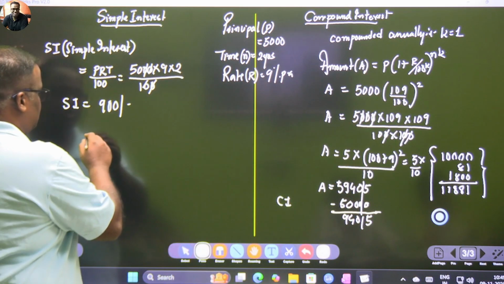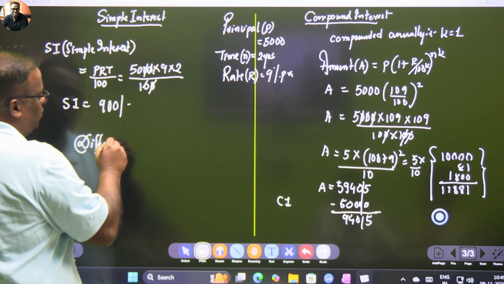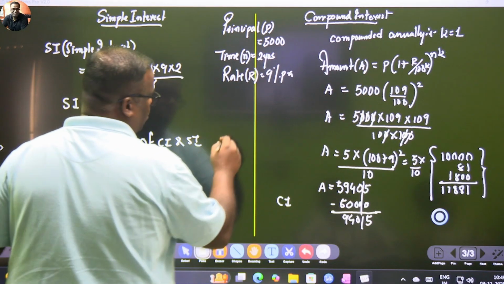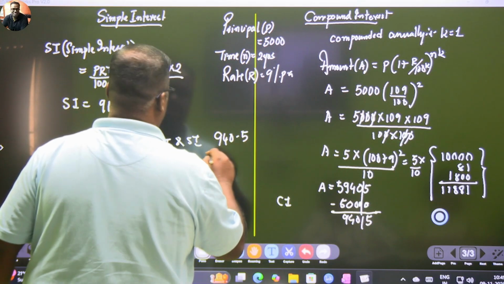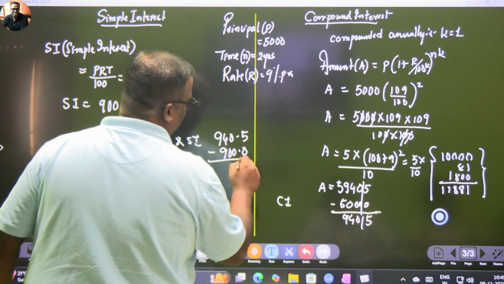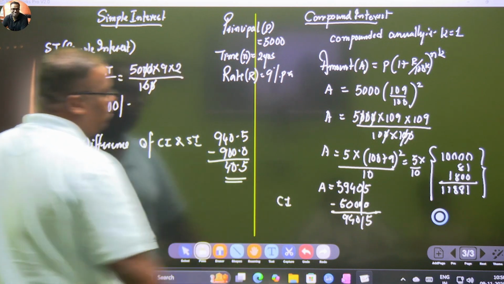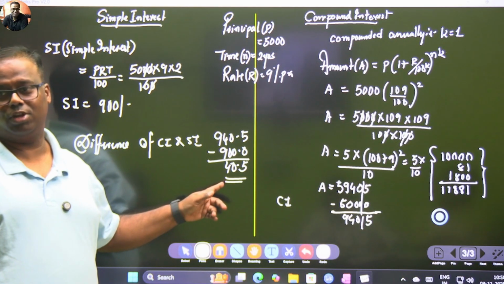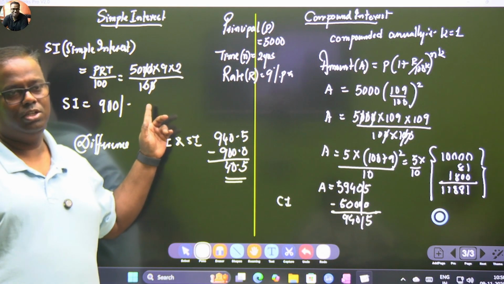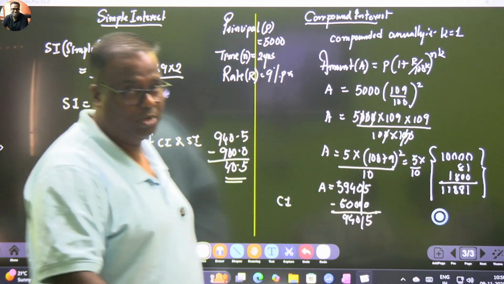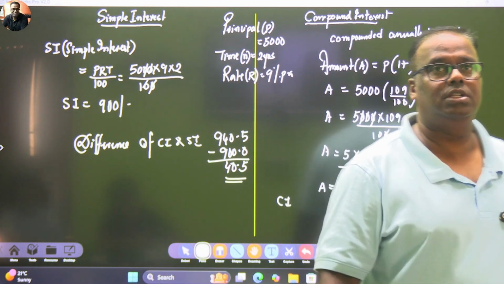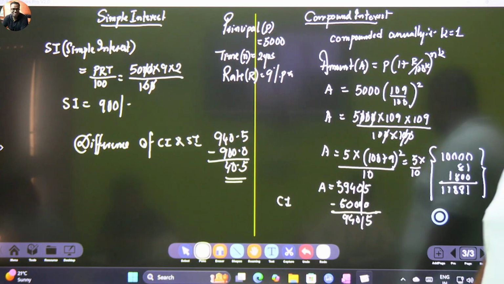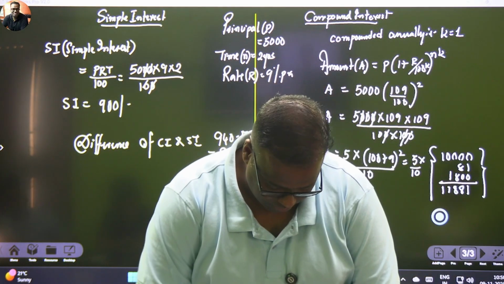So now see the difference. Now you calculate the difference of CI and SI. So 940.5 minus 900.0, so 40.5. What does this tell you? That if the same money is invested in compound interest, you earn an additional interest of 40.5. If you do it in simple interest, you lose money. That's the learning from this particular problem. If you do it in compound interest, you gain money. If you do it in simple interest, you lose money. Is this understood? Right, very good.